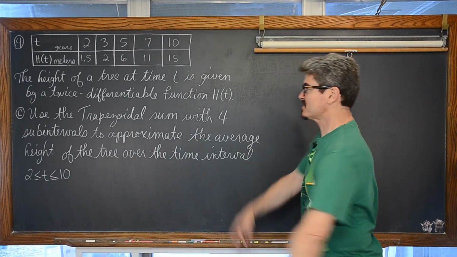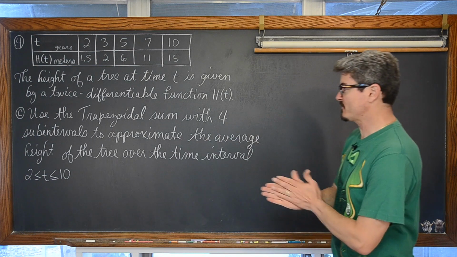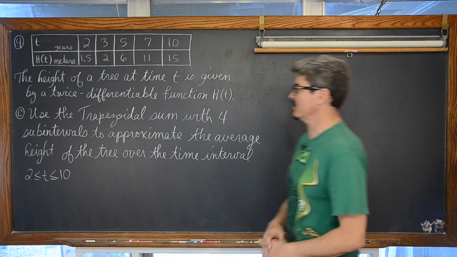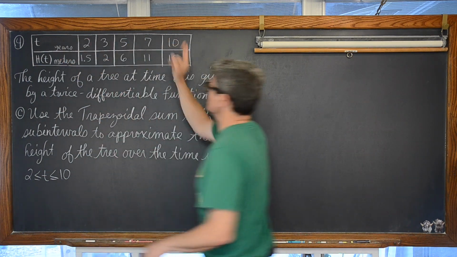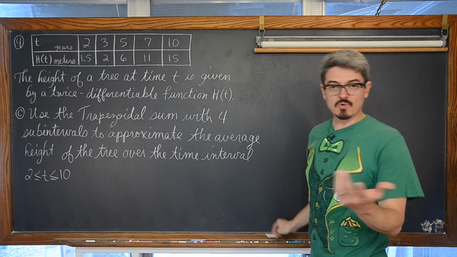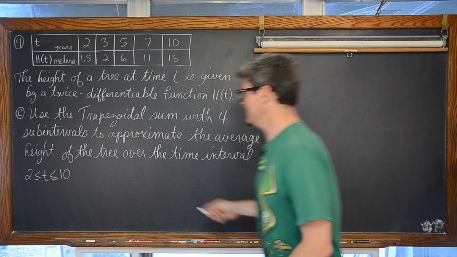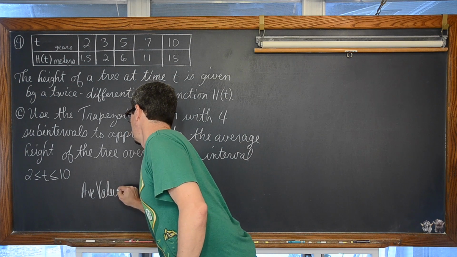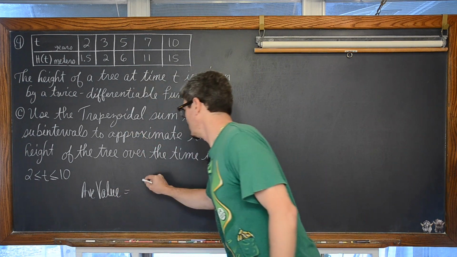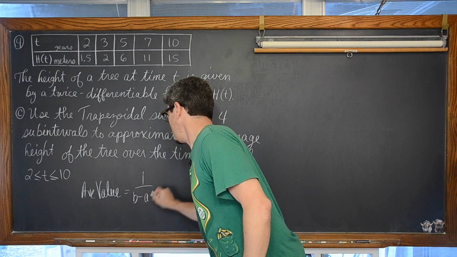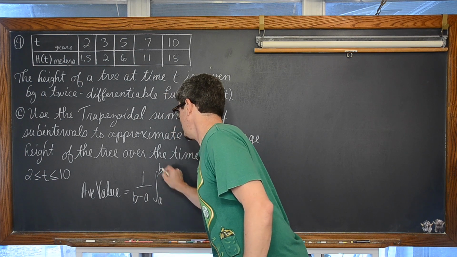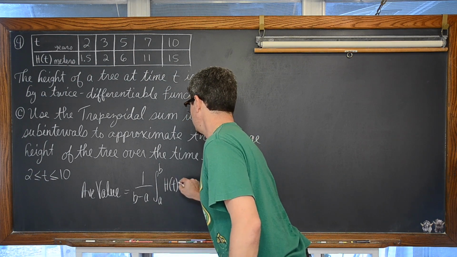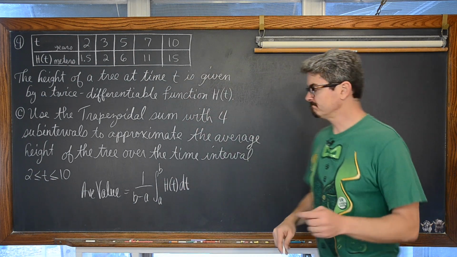All right then, part C. Use the trapezoidal sum with 4 subintervals to approximate the average height of the tree over the time period or interval from 2 years to 10. Well, to do this problem, you have to know how to find the average value. And the average value is going to be found by doing 1 over b minus a times a definite integral from a to b of whatever your function is. In this case, it's h of t dt.